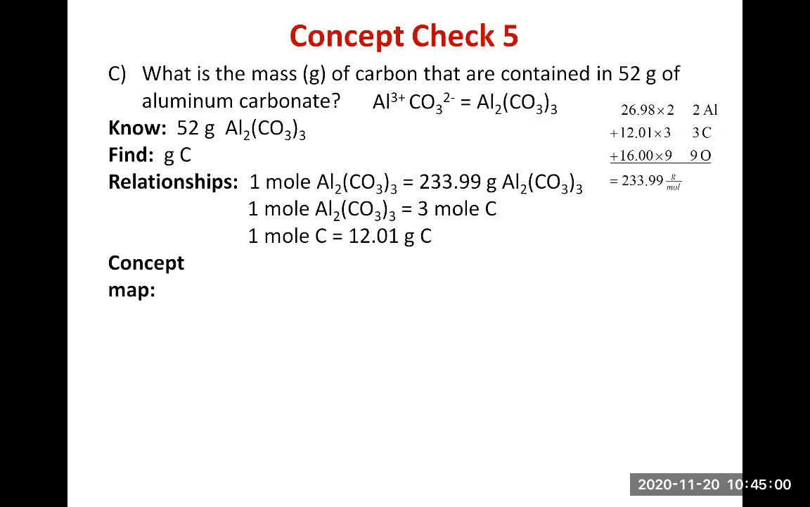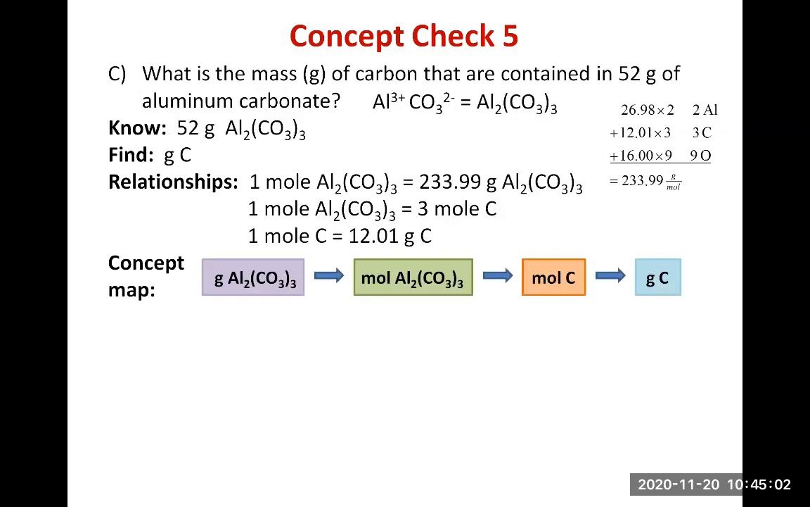So the concept map looks like this. You have grams of aluminum carbonate first. You will change that to moles of aluminum carbonate using the molar mass of aluminum carbonate. Then using the formula of aluminum carbonate, you can extract the moles of carbon. And from the moles of carbon, we can retrieve the grams of carbon using the molar mass of carbon.